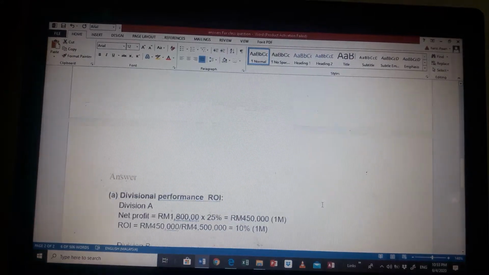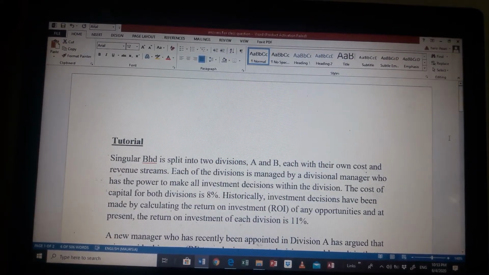So that is all for divisional performance measurement. That is the entire chapter.